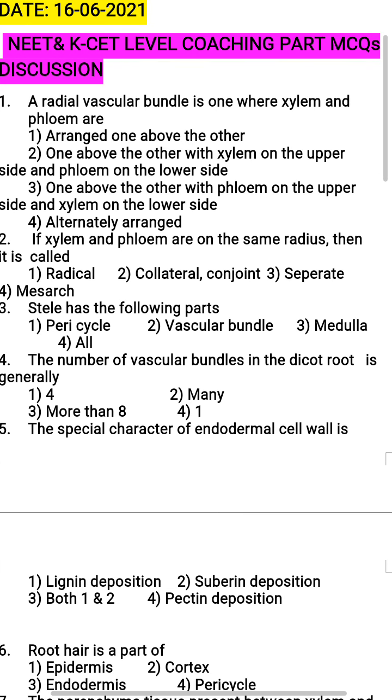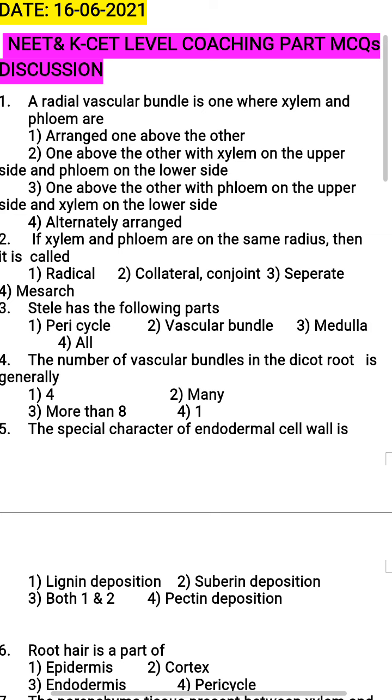The number of vascular bundles in the dicot root is generally: first option, 4, second option, many, third option, more than 8, and fourth option, only 1. The correct answer for this question is 4. Let me explain this one in detail. Students, in the previous class we had a discussion about this one very clearly.